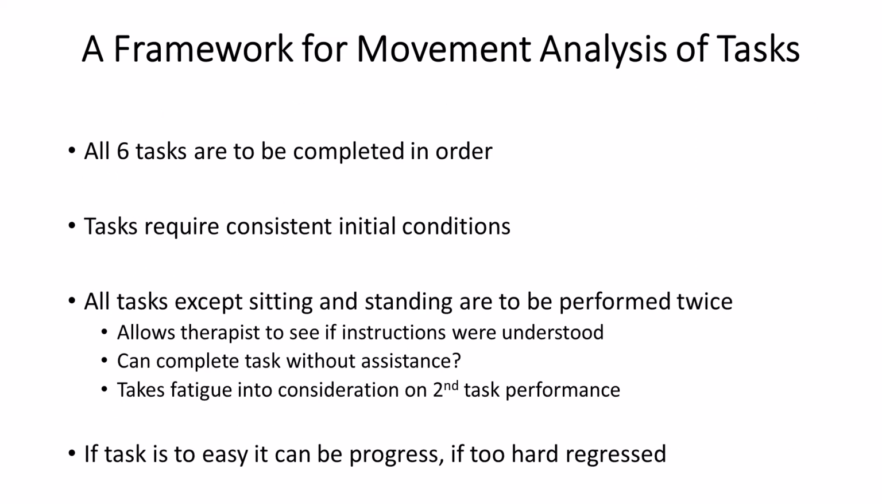The Quinn et al. article recommends that all 6 tasks are to be completed in the order listed. The tasks should have consistent initial conditions, and all tasks except for sitting and standing are to be performed twice. They want them performed twice because this allows the therapist to see if instructions were understood, and also the first time around, the therapist can see if the patient can complete the task without assistance. And for all these tasks, the therapist is to give as little assistance as possible. And then finally, the second rep takes fatigue into consideration on task performance.